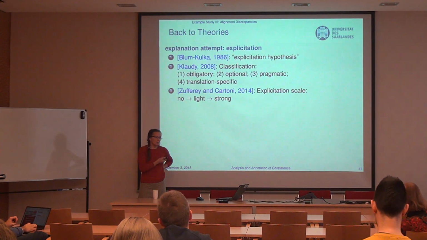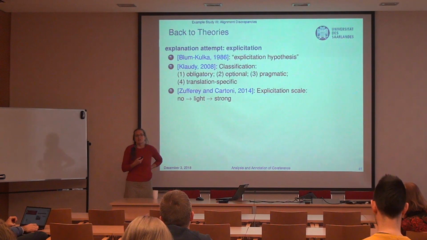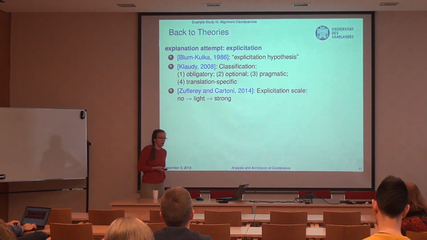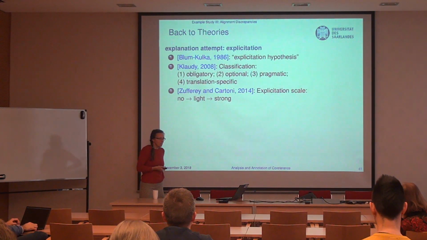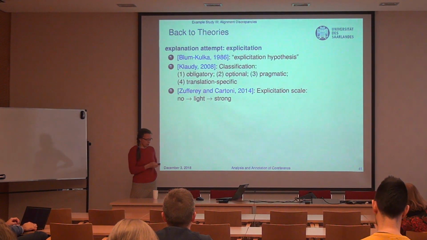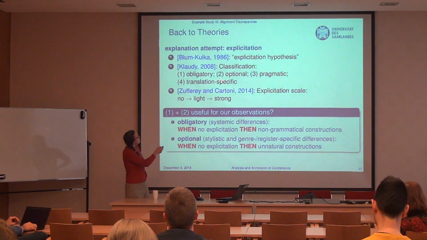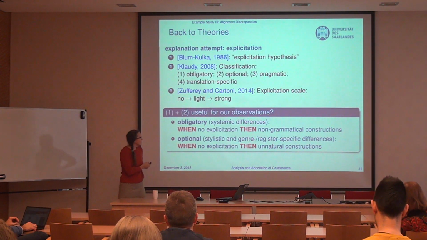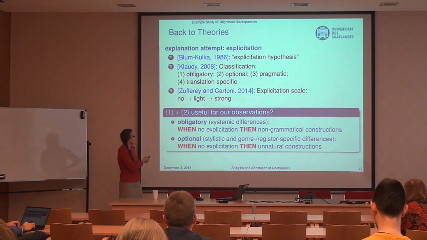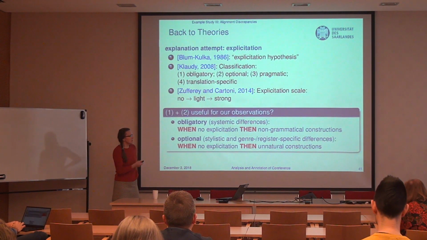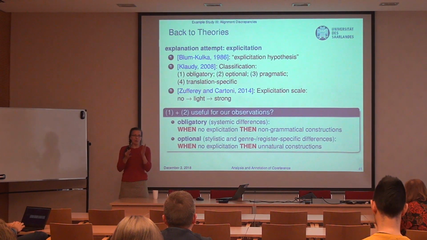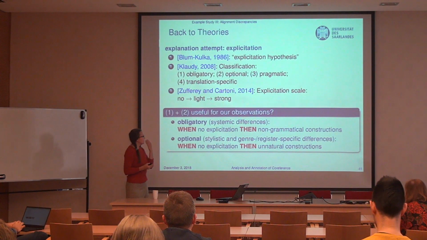She said that there are different cases of explicitation. Explicitation doesn't take place just because it's a translation, but it can be obligatory, optional, pragmatic, or translation-specific. Or it can be a scale of explicitation: no explicitation, light explicitation, and strong. We said, okay, maybe the first two can be used for our cases. We can say that we have obligatory explicitation, coming from systemic differences between the languages. So when we don't have any explicitation, then we have a non-grammatical construction in the target. So we have to make something explicit in the target.